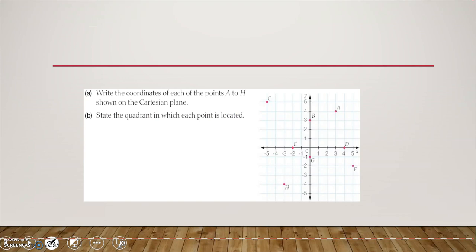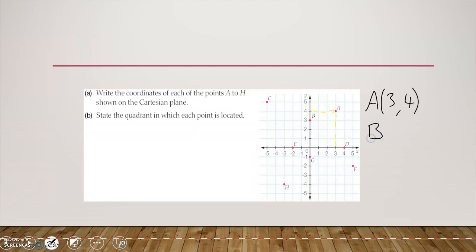Okay, our first example. Write the coordinates of each of the points A to H shown on the Cartesian plane. State the quadrant in which each point is located. So if we start with point A, what we need to do is have a look on the graph and say, okay, what is the x value of point A? So I need to go down to my x-axis, so the x value is 3. I then need to go across to the y-axis and read the value off the graph, and so the y value is 4. So if I want to write an ordered pair for A, my x value is 3, my y value is 4.